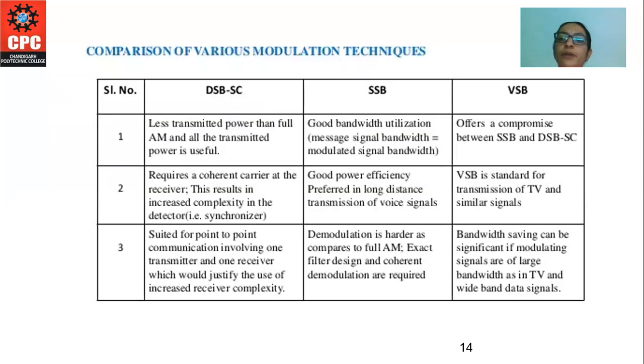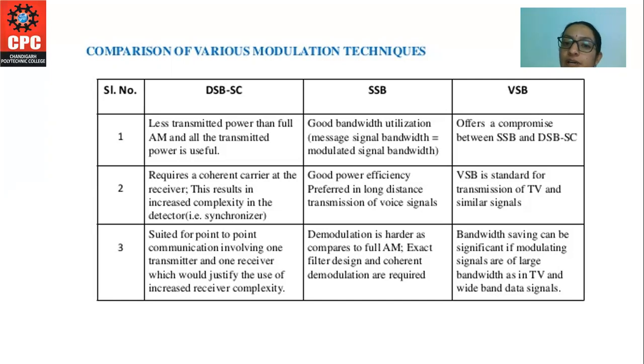Now, the difference between DSBSC, SSB and VSB. DSB has less transmitted power than full AM, and all the transmitted power is useful. It requires a coherent carrier at the receiver, and this results in increased complexity of the detector. It can be suited for point-to-point communication involving one transmitter and one receiver, which would justify the use of increased receiver complexity.